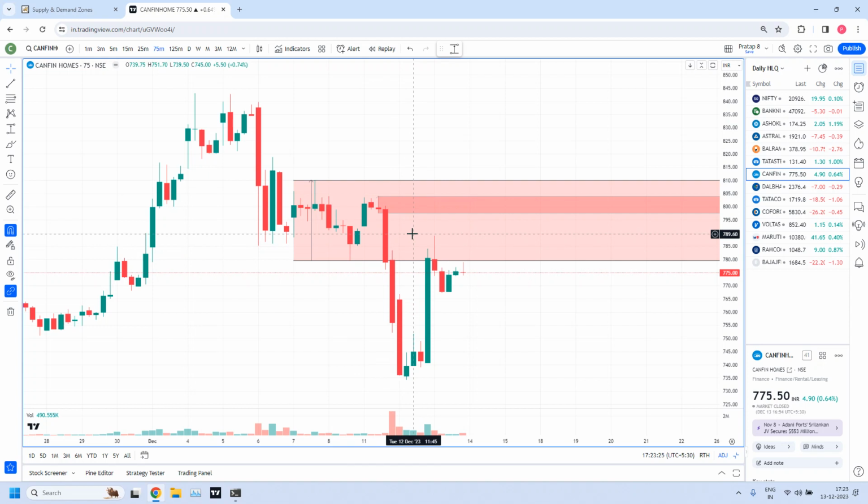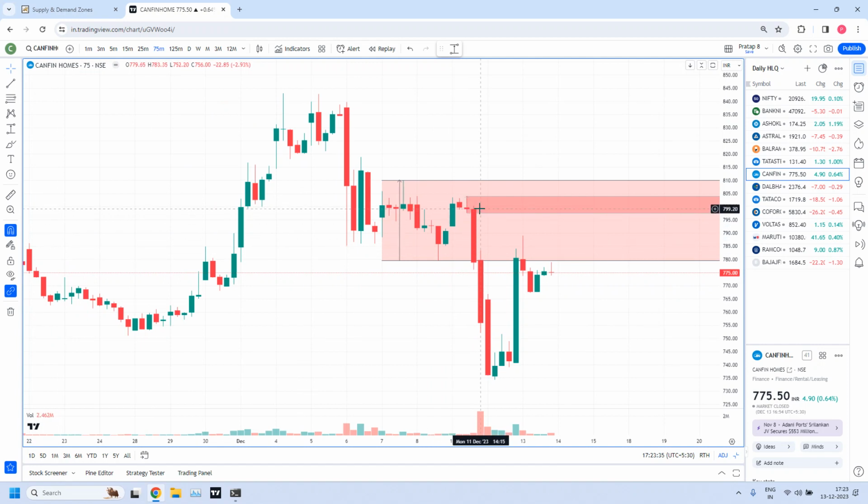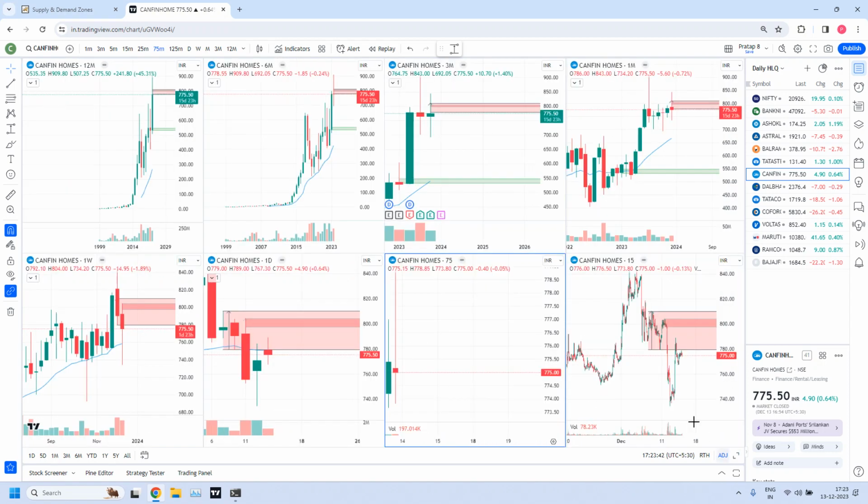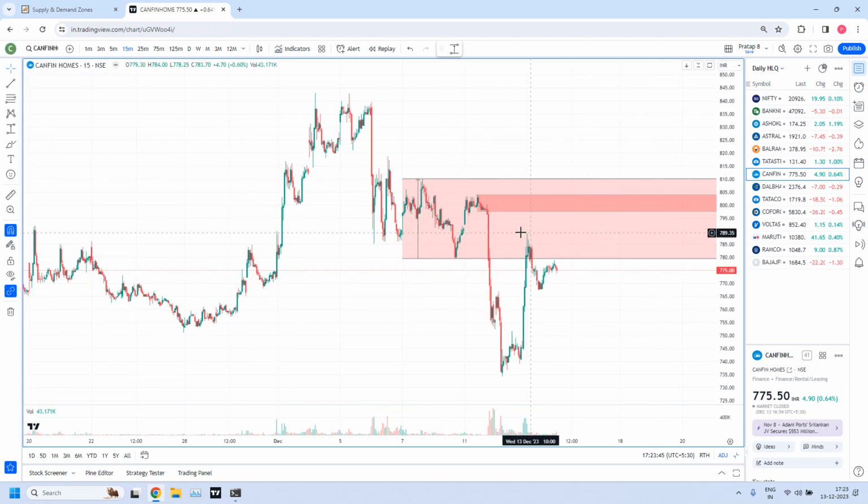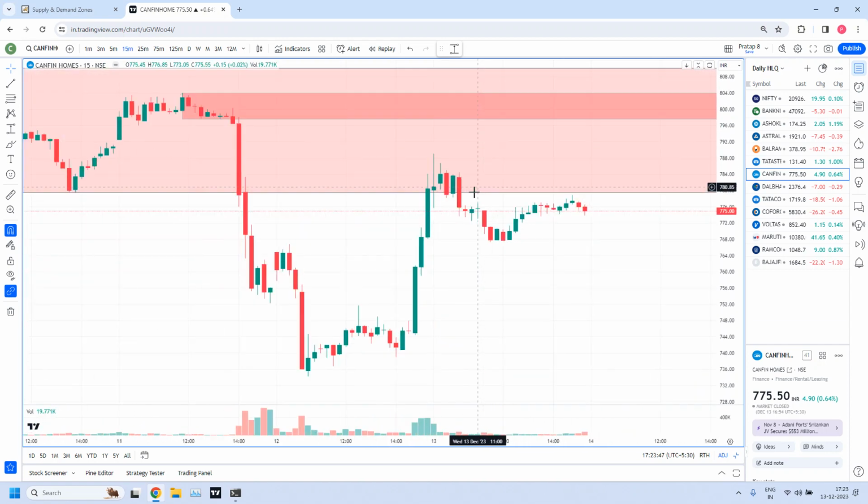Those who don't know when a zone fails, because many people are not aware of when a zone will be violated. But those who know this concept will not feel happy seeing this structure. What we do, we go one more time frame, that is the 15 minutes time frame. So go to the 15 minutes time frame.